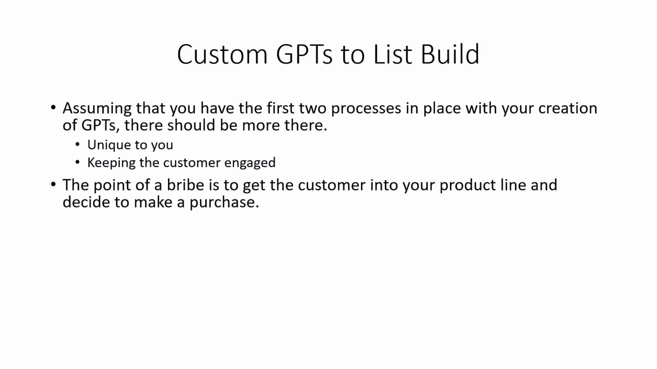So you can't stop at creating an opt-in bribe that gets them onto your list. You've got to keep the pressure on inside of the bribe to get them to make a purchase, to decide, to get them into your product line. That's why you list build. Because if people are on your list and they're not going to buy anything, well, now again, I'm not saying that everybody's going to be ready to buy as soon as they land on your list, but they're not doing you any good on there, right?